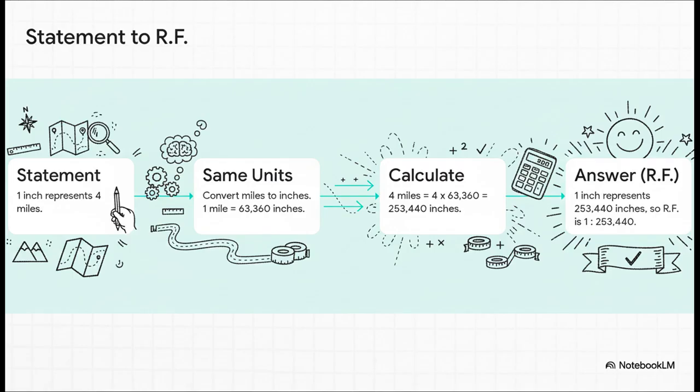The first rule is we need to make the units the same on both sides. So let's convert those miles into inches. Now, we know that 1 mile has 63,360 inches. So 4 miles will be 4 times that, which gives us 253,440 inches. So now our statement is 1 inch represents 253,440 inches. And because the units now match, the RF is simply 1 is to 253,440. Shabash, you did it.